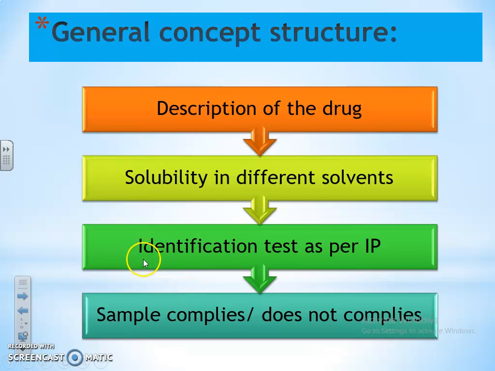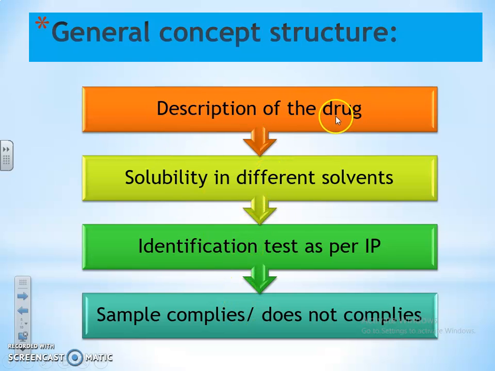Next we have to perform the chemical test that we are calling identification test as per the procedure given in Indian Pharmacopoeia. And then after that we have to compare, predict and draw the conclusion that the sample complies or does not comply with the test given in the official pharmacopoeia. So this is actually the general concept. Step by step we have to go.